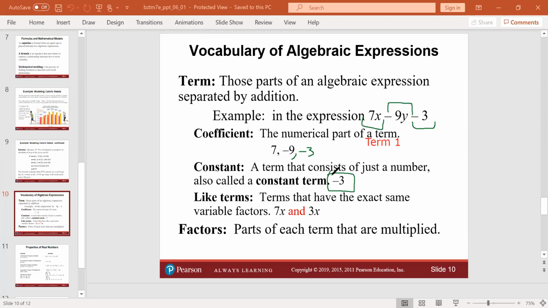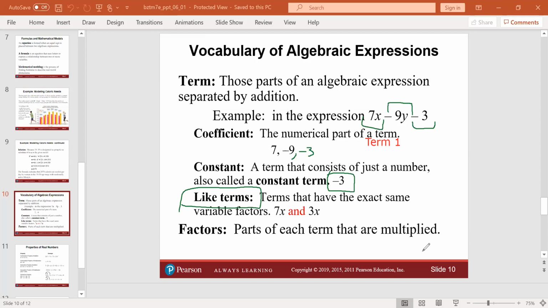Now here's a key term. Here's a key concept. Like terms. What that means is that they might have different coefficients, but they have the exact same variable setup. So 7x and 3x, these are like terms. Different coefficients is fine, but it's because they both just have a single x attached to them. That makes them like terms.